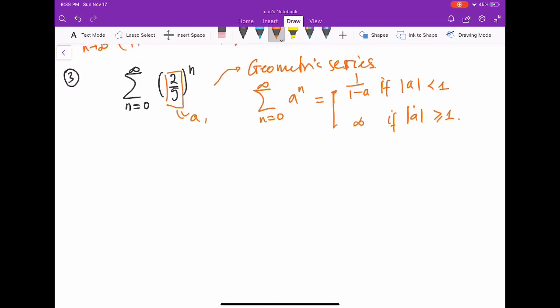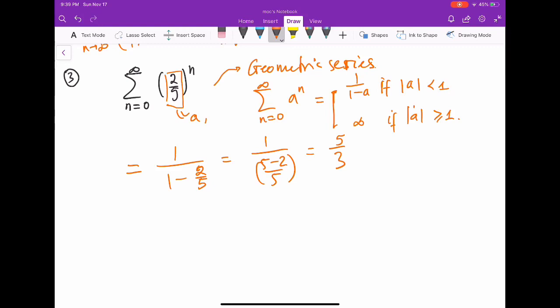And since in this situation a is equal to 2/5, so a is less than 1, this series of course converges, and we can find the sum by this formula. So the sum is 1 over 1 minus 2/5, which is 1 over (5 minus 2)/5, and that is 5/3. So we are done with this problem. This is pretty easy, but you have to recognize the geometric series and remember the formula.